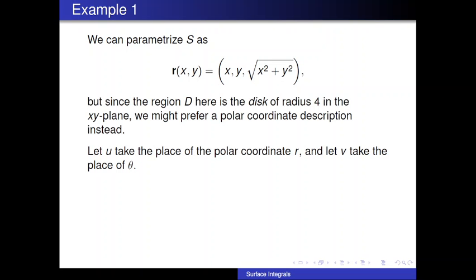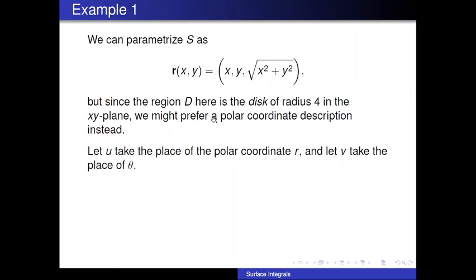But our region D here is the disk of radius 4. It's a disk, so we don't really like to use rectangular coordinates x and y to integrate over disks. Instead, we like polar coordinates. So let's take this parameterization that we have here and change it into polar coordinates, because that way the region D will become in the polar plane a rectangle. Remember, a disk was a polar box. So we'd rather integrate over something like that.